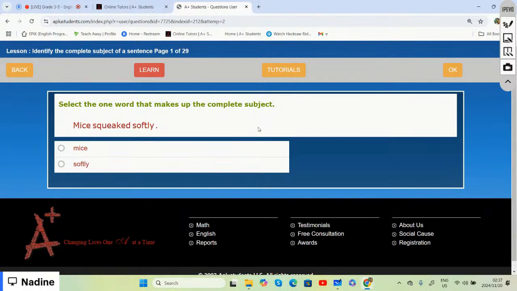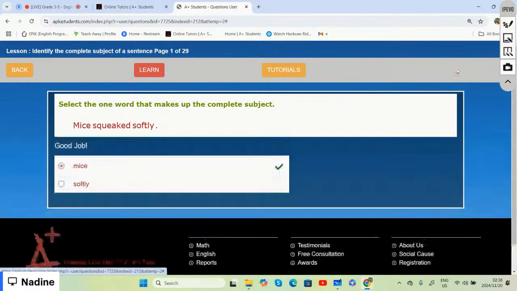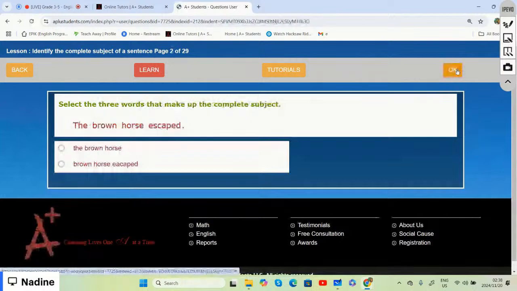So option one, mice, or option two, softly. And if we were to select the correct answer, the subject, then we would say option one, mice, is our subject. It tells us who or what is doing something. So the mice squeak. Who squeaks? The mice.